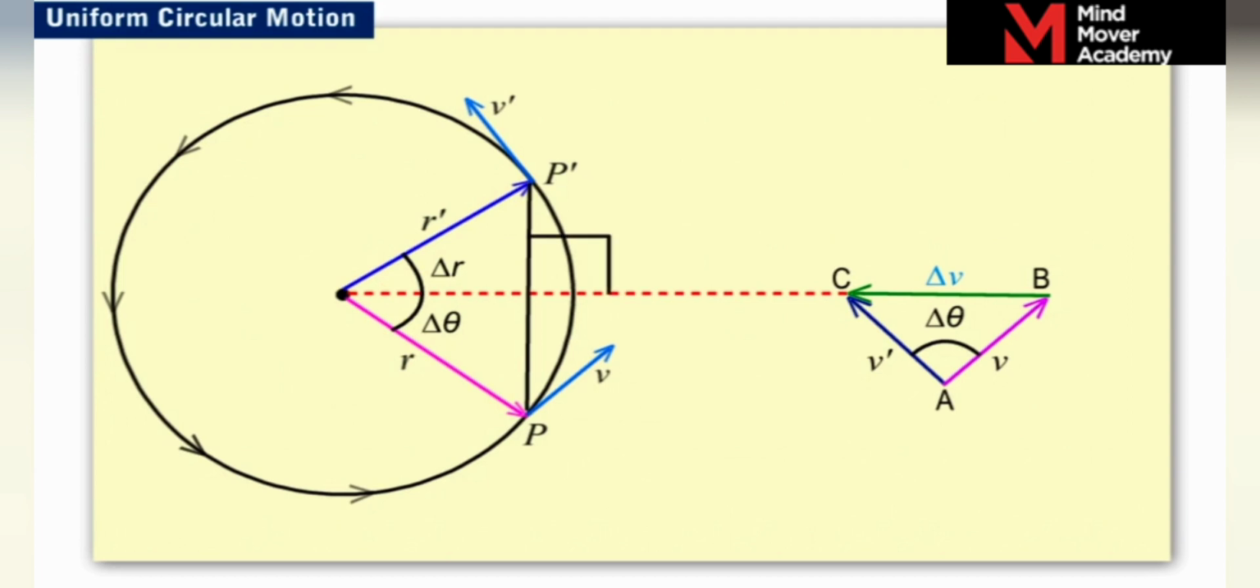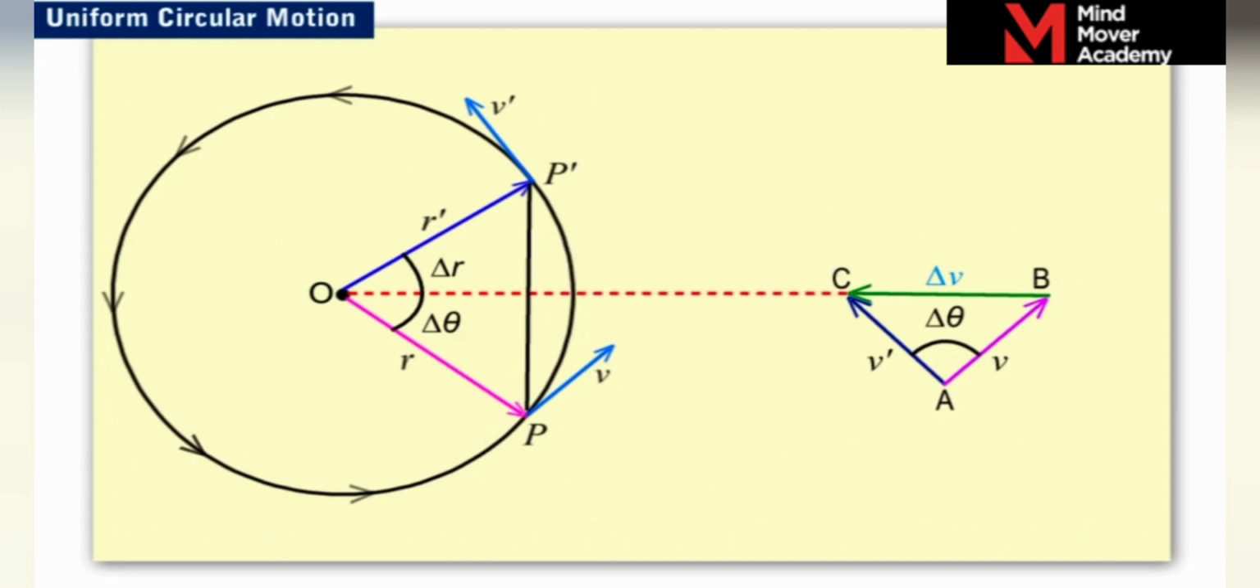Therefore, delta v is perpendicular to delta r. If you place delta v along the line which bisects the angle between r and r dash, the arrow of delta v points towards the center of the circle O. The average acceleration acts along delta v. Therefore, average acceleration a bar is directed towards the center of the circle.